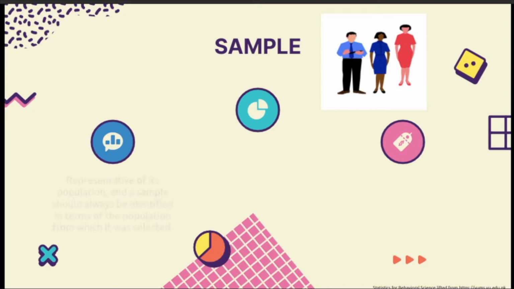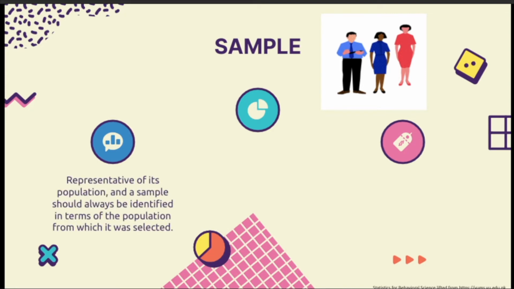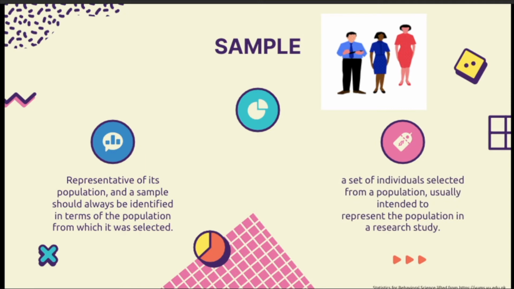For the sample, it is a subset of the population. It's representative of its population, and it can be identified in terms of the population from which it was selected. It's a set of individuals selected from a population, usually intended to represent a population in a research study.